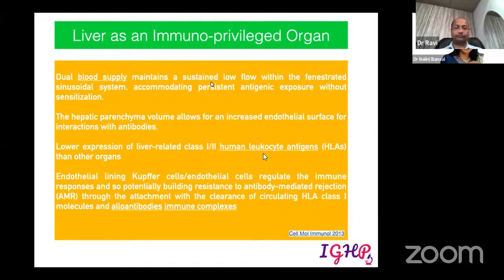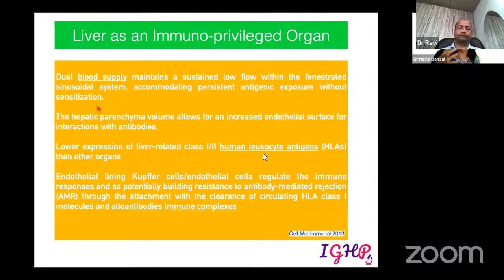So it has been shown that ACR, that is acute cell mediated rejection, occurs in around 20 to 25% of transplanted livers. The clinically relevant ACRs are going to occur only in about 20 to 25% of the transplanted organs. So why do we see lesser numbers of ACR in cases of liver transplant? It is because, as I already mentioned, the liver has a dual blood supply, which maintains a sustained low flow within the fenestrated sinusoidal system. So there is a large amount of blood continuously flowing through the sinusoids of the liver, accommodating a persistent antigenic exposure without any sensitization.